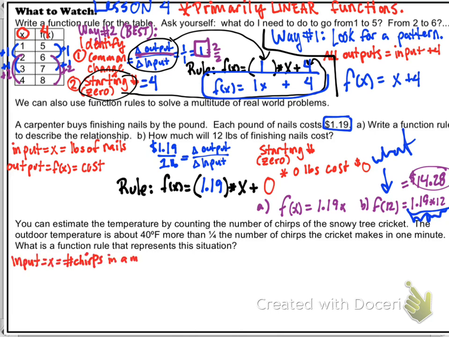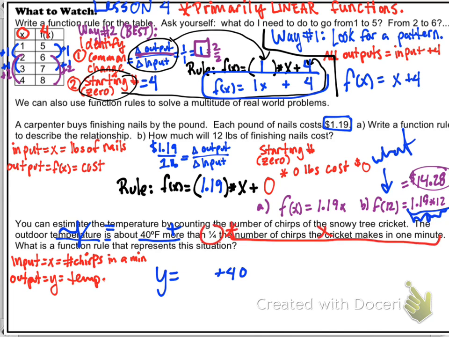Now, this one didn't really fit the mold quite the same way, but it's relatively intuitive. Our input is going to be the number of chirps, because it says that we can figure out the temperature based on the number of chirps. Right? And changing the number of chirps is not going to change the temperature necessarily. All right, so temperature is our y, so y is, I should have written a y there. And 40 more than, so that means we're going to add 40 to something. And what are we adding to? 1/4 the number of chirps. So the number of chirps is our x variable. It's 1/4 times that. There is our formula.